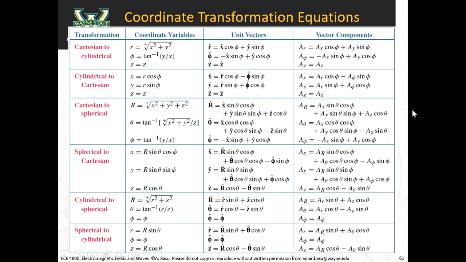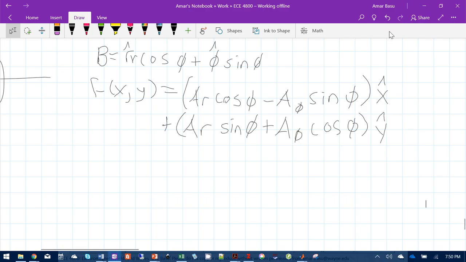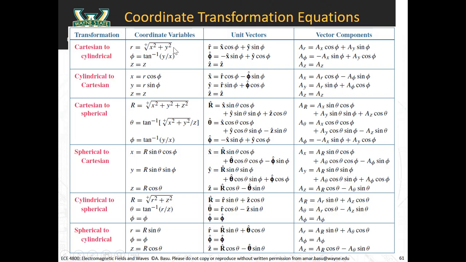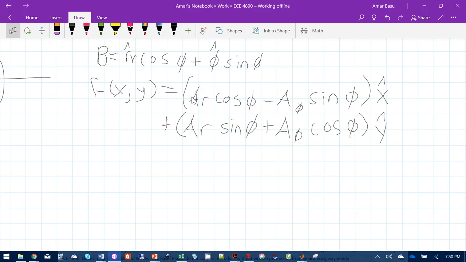In addition to this, you're also going to have to use this part of the chart too, because when you are given a field in terms of r and phi, you have to convert those variables r and phi into x, y, and z. So you're going to be using this section here to convert all your r, phi, and z variables into x, y, and z. This ends up turning into a long mess.